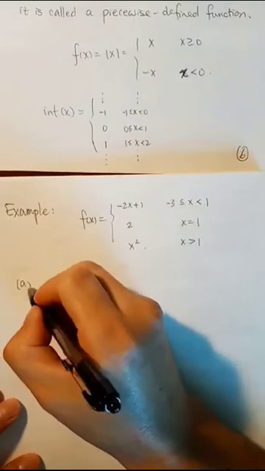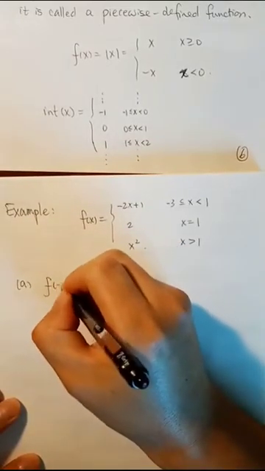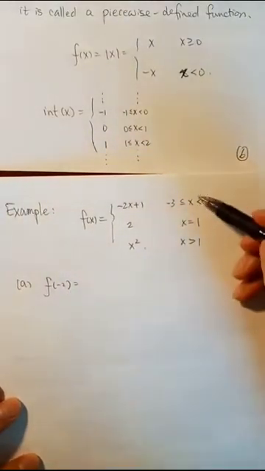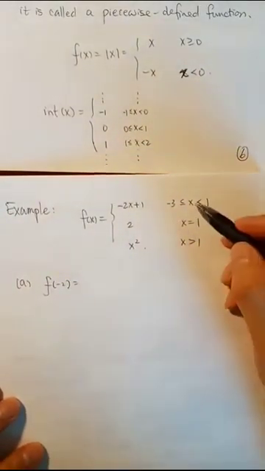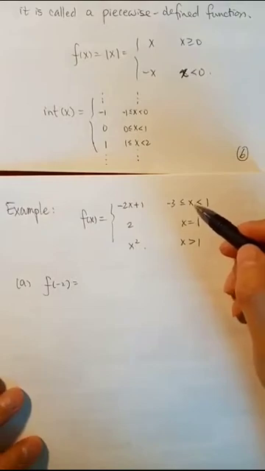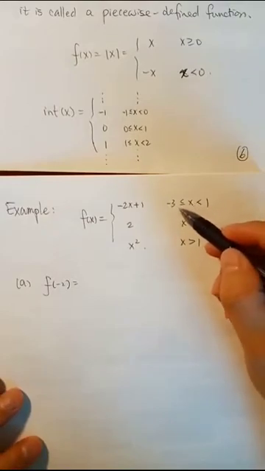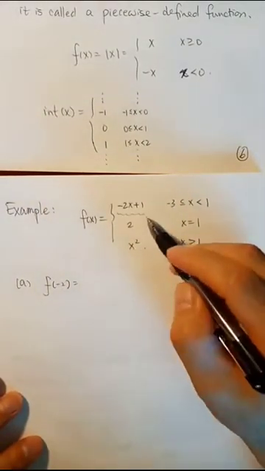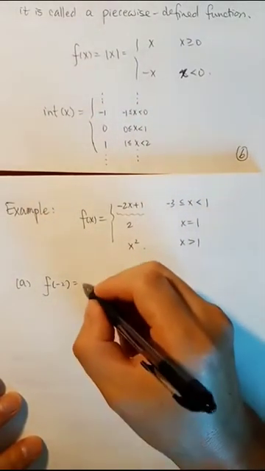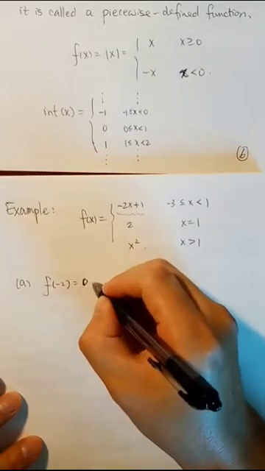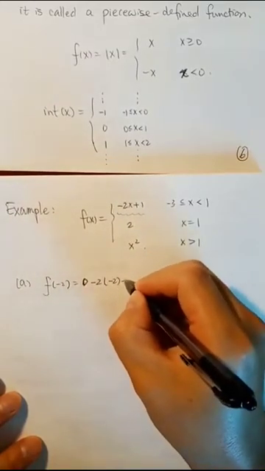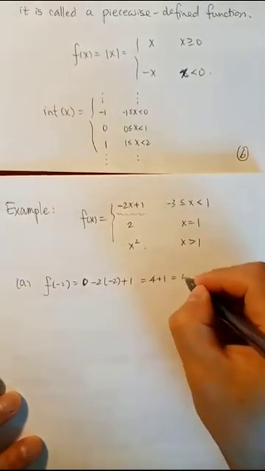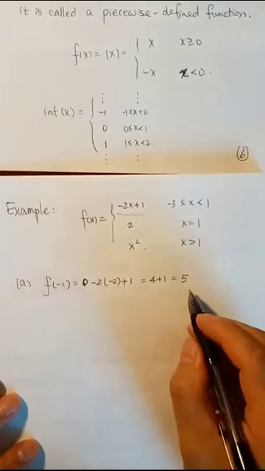First, what is f(-2)? We do the evaluation. You have to examine where -2 is. Negative 2 is included in the first expression, between negative 3 and 1. So when x is negative 2, you use negative 2x plus 1. Negative 2 times negative 2 is 4. 4 plus 1 is 5. So f of negative 2 is 5.